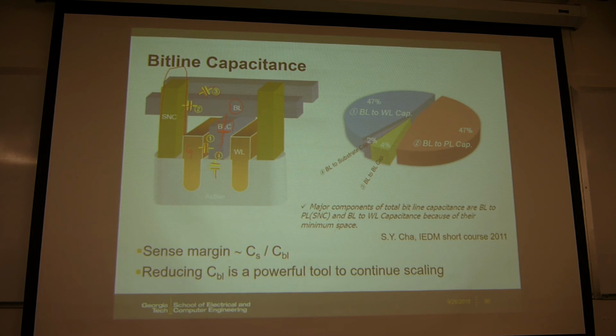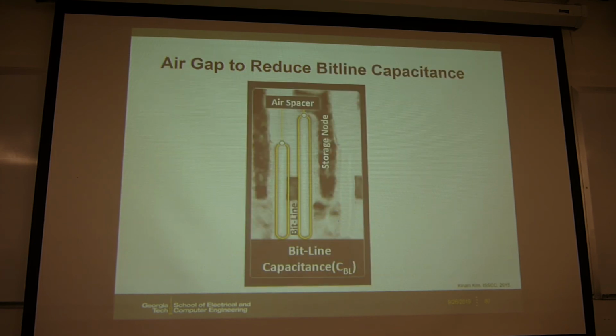So it's this one, number 1. And this is because this spacing is really small. The distance is very small. If you have a smaller distance, you get a larger capacitance. And then number 2, this one. Those two contribute most to the Bitline capacitance.